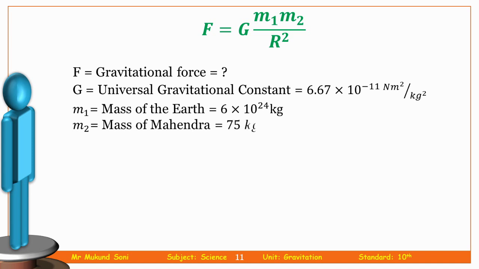It was 75 kg. You can measure your own mass and replace the mass of Mahindra with your mass. Then you will be able to find the pull of gravity on you. So let's check. We also need to know the value of R. For calculation purposes, we use the approximate radius of our planet Earth, which is 6.4 into 10 to the power minus 6. Sorry, my mistake. 6.4 into 10 to the power 6 meters.